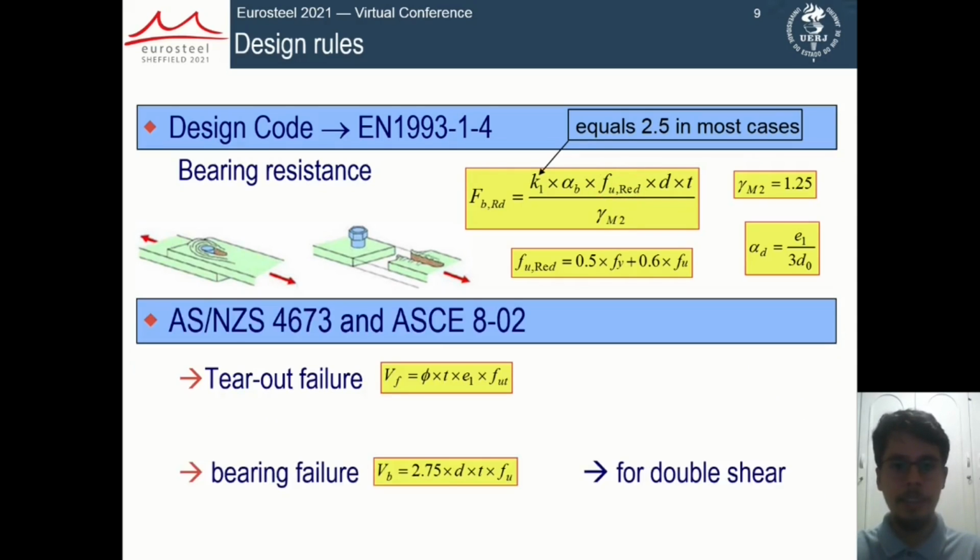AS/NZS 4673 and AC 82 standards separate the tear-out failure modes from bearing. For tear-out, the material properties in the transverse load direction are used, and for bearing, as for the manual, Fu is used. However, a fixed bearing coefficient equal to 2.75 is applied.